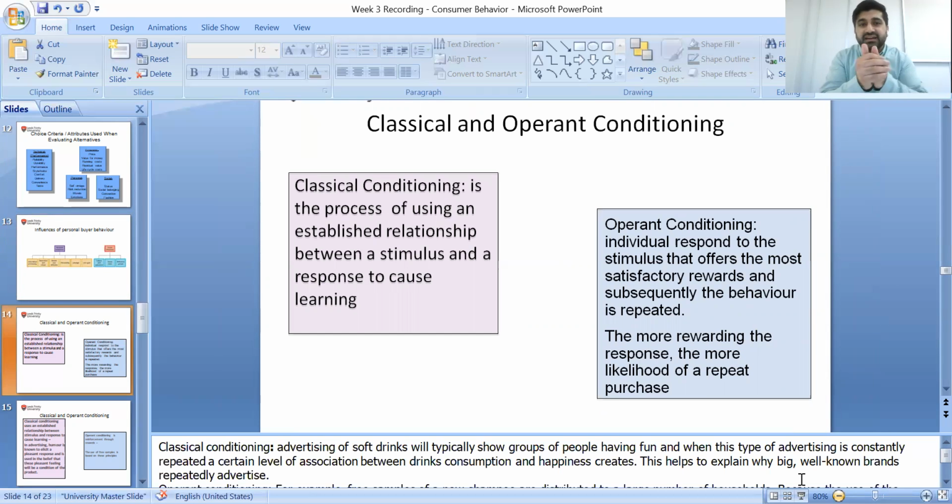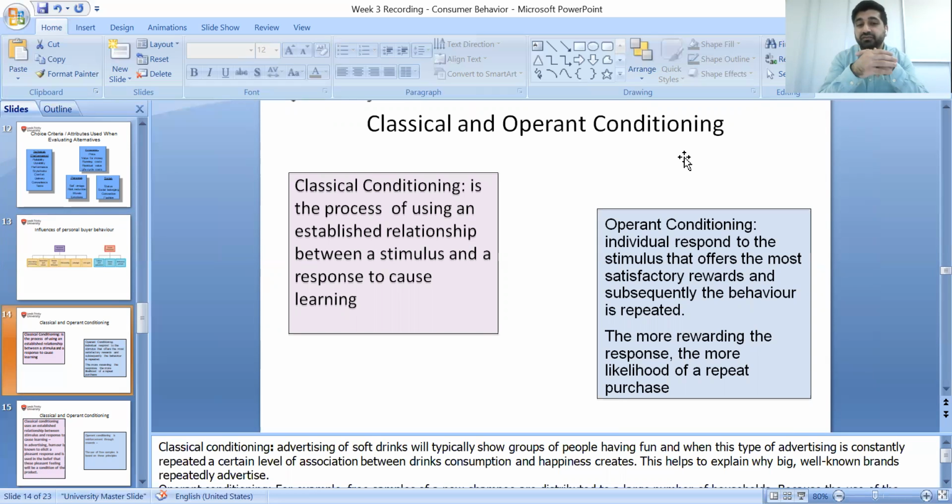Classical and operant conditioning. What is meant by classical conditioning? Classical conditioning is the process of using an established relationship between a stimulus and a response to cause learning. Let me give you an example of advertising. In classical conditioning, there are specific visuals that are attached.